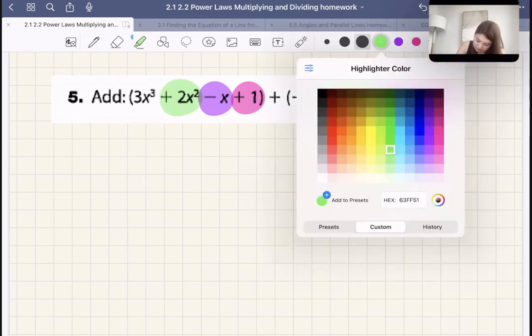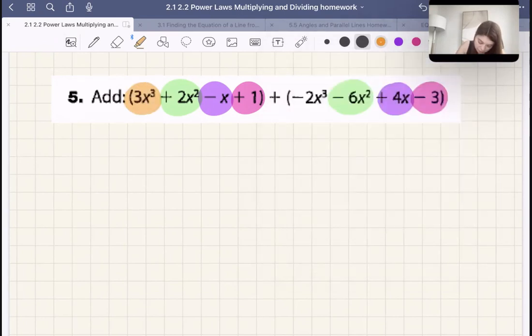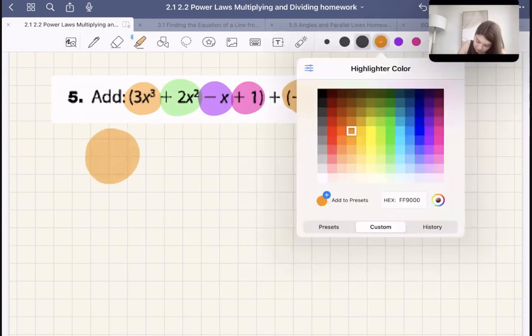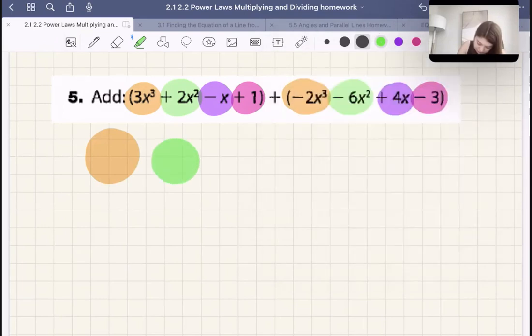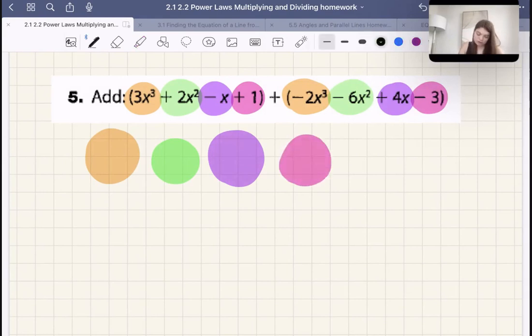And then let's choose a new color. For cubes, we have 3x cubed and -2x cubed. Okay, so let's figure out all the terms. Okay, so what's our orange term? If we collect the like terms, 3x cubed and -2x cubed, we will get just regular x cubed, so that's what I'll put there. Then what about for x squareds? We'll have plus 2x squared minus 6x squared, which is -4x squared.